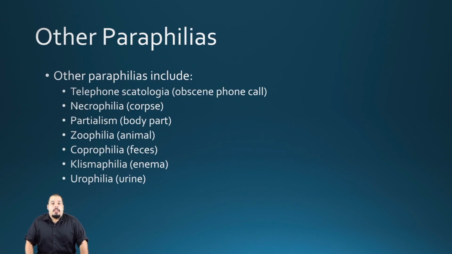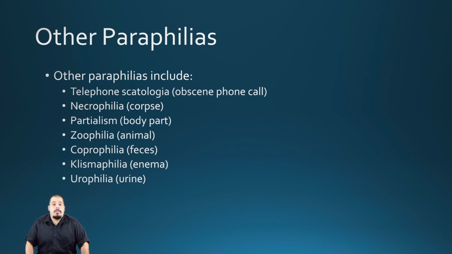Other paraphilias include telephone scatologia, which is the act of making an obscene phone call to become sexually aroused. Necrophilia, which is sexual urges or fantasies involving contact with corpses. Partialism, where sexual gratification focuses on one part of the body, such as the breast. Zoophilia is sexual urges involving contact with animals. Coprophilia is sexual urges involving feces. Clismaphilia involves enemas, and urophilia is sexual urges related to urinating or being urinated on.